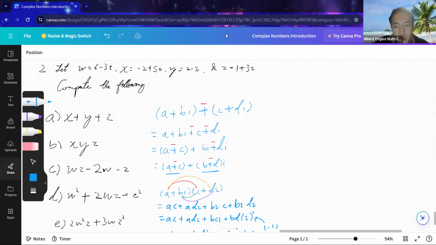W equals 6 minus 3i. X is -2 plus 5i. Y is 2 minus i. Z is 1 plus 3i, not 31. And I want you to add x plus y plus z.